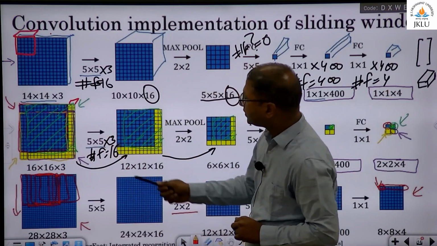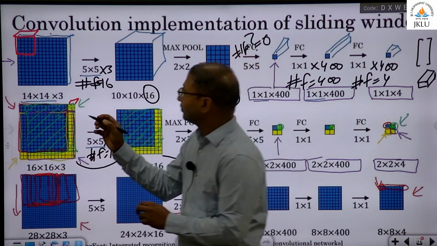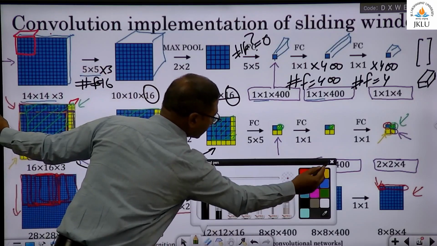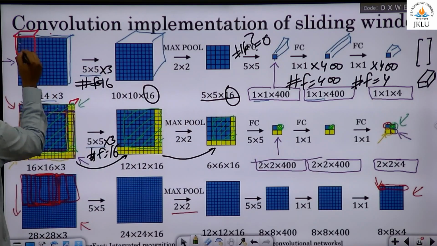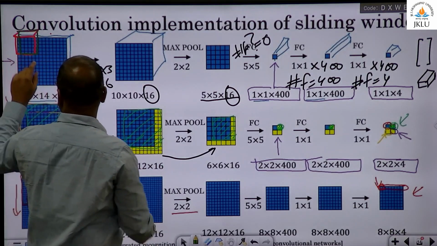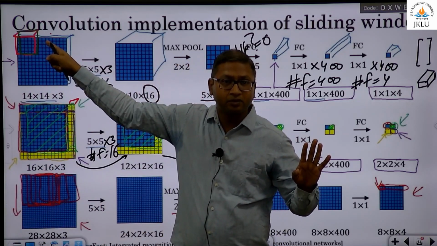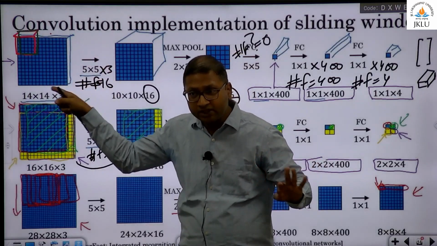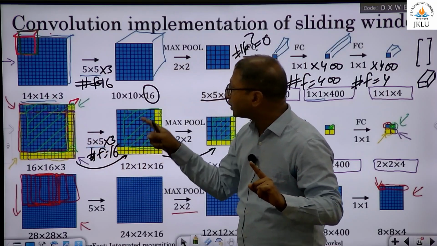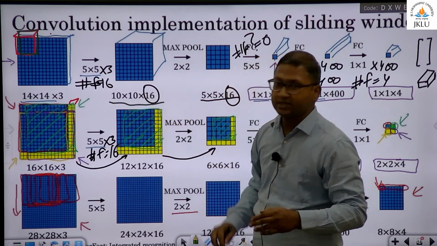Fine. Now this is my 14 cross 14 cross 3 original blue one. You take this convolution or you take the second one, right? Will adding these yellow numbers have any impact here? No. So this whole thing that you were doing here, you can continue doing here. It will not impact this. So my first 10 cross 10 will be just these guys. Is that okay?